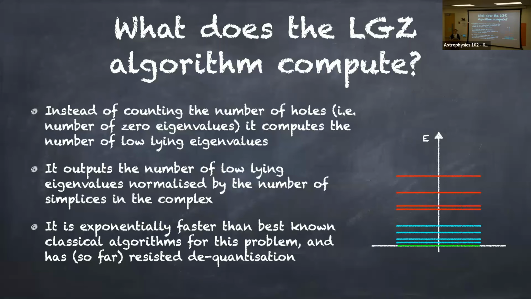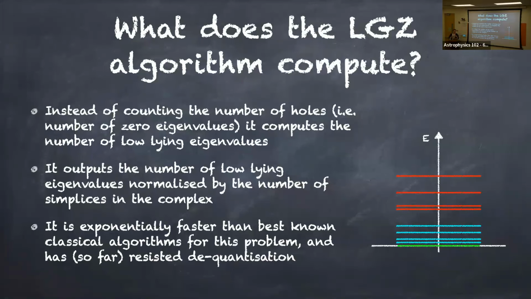So the issue with normalizing the number of low-lying eigenvalues by the number of simplices is that the number of simplices is typically very, very large. It can be exponential in the size of your problem. And obviously, if you divide by this very, very large number, then typically what you'll find is that you often end up at zero, because the number of holes is so small compared to the number of simplices. So analyzing the low-lying spectrum is not a serious issue, but the fact that we have this normalization is a real problem.